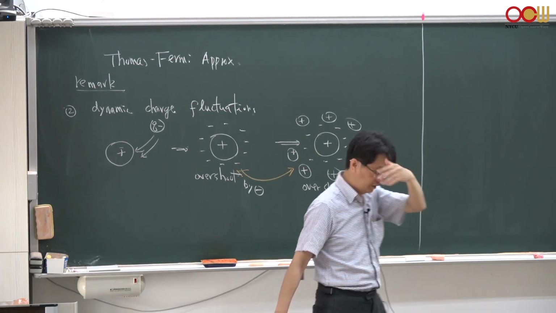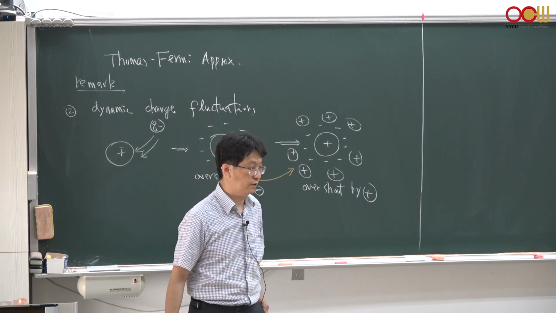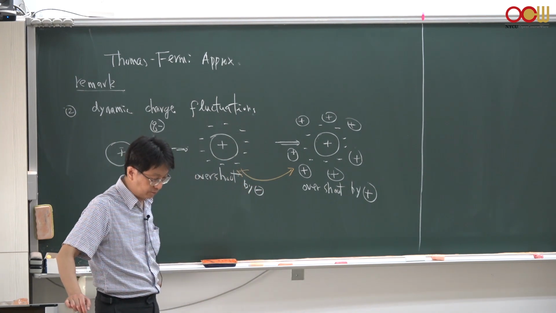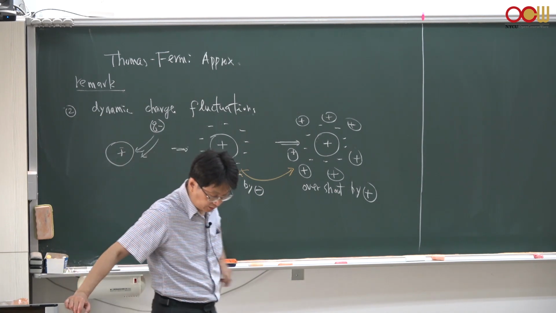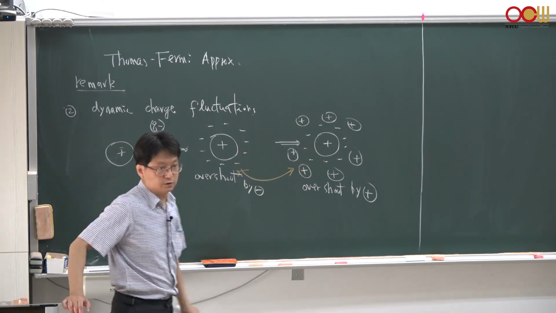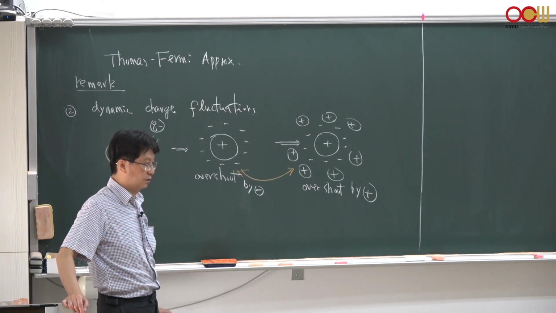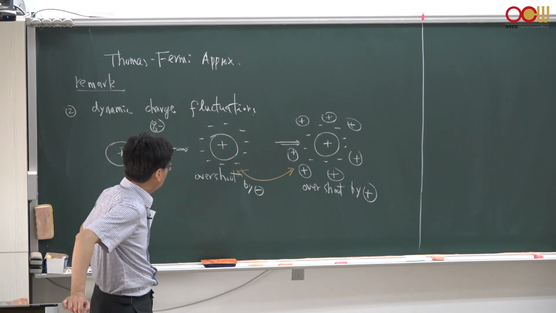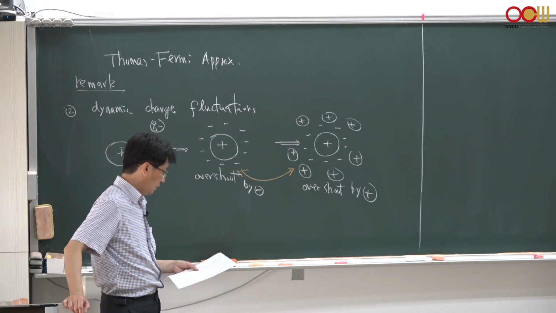The last time we derived the Thomas-Fermi approximation, which quantitatively described the screening of a Coulomb potential in solids. But again, this is a semi-classical approach, and it cannot really describe the full quantum mechanical screening effect in realistic solids or metals. So at the end of the last lecture, I made some remarks.